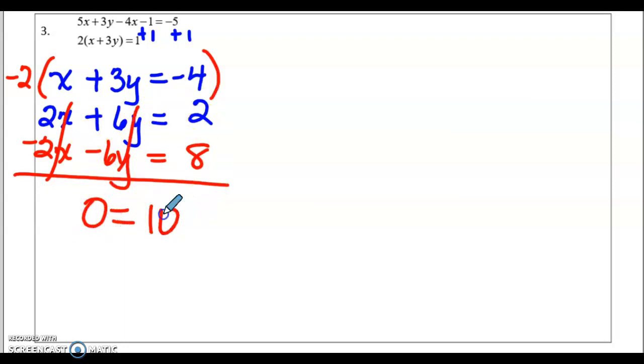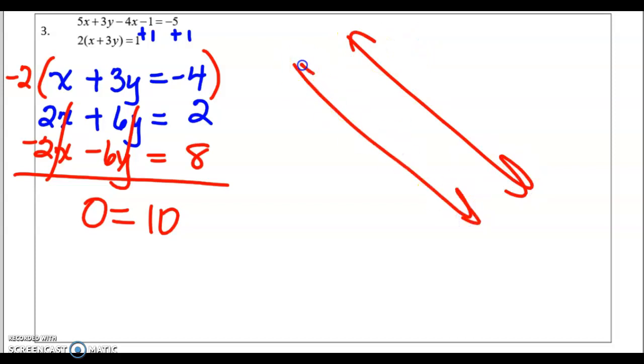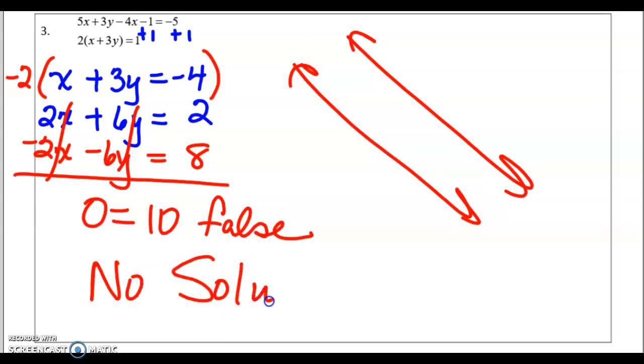This side is 10. When all the variables drop out, what that means is that the two lines are parallel, if you were to graph them. They have infinite solutions on this line, infinite solutions on this line, but there's not one common solution to both. So when that happens and you have a false statement and there are no variables, we say no solution because the lines are parallel.